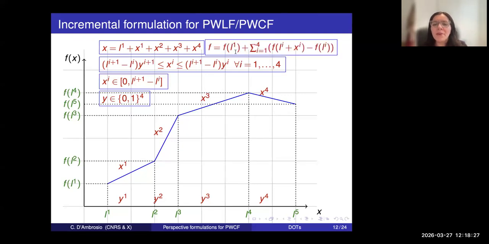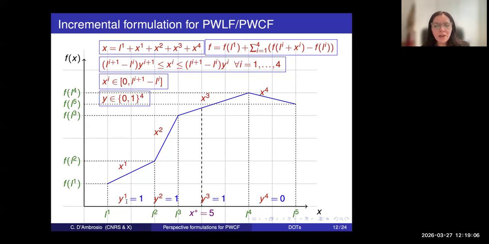We now have a slightly different definition of the function, which is given by f at its lower bound plus the sum over all the segments of f of li plus li xi minus f of li. We will see that almost all these terms cancel out, as in the first case, but let's see the case of x equal to 5 and what values the variables will take.